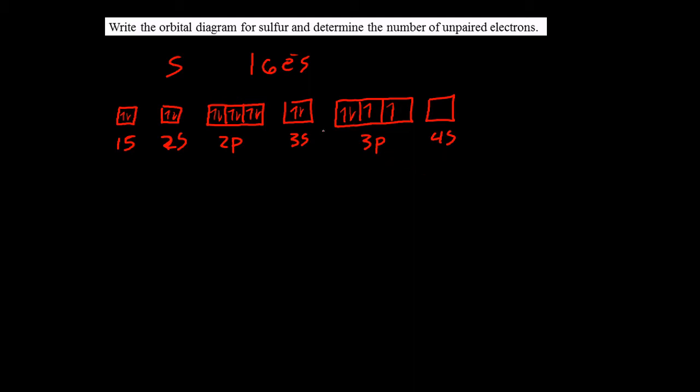So we have this as our orbital diagram, and we have 2 electrons that are unpaired. If you had not followed Hund's rule, you would have had 0 unpaired, because you would have put 2 here and then 2 there, and you would have had just an empty orbital here, and that would be incorrect. Remember, singly first. Put them in their own individual orbitals, and then pair them up. All right, so that is sulfur.